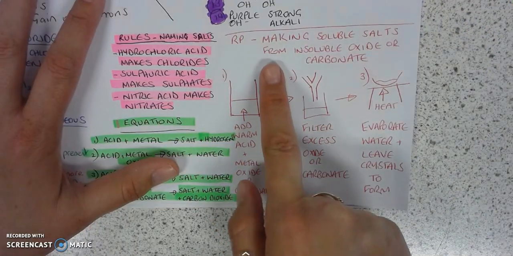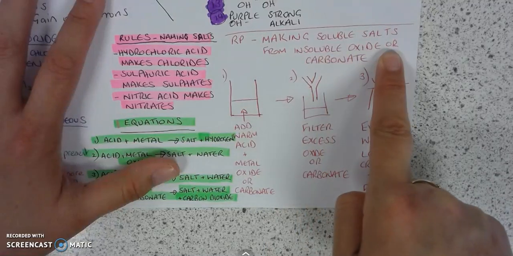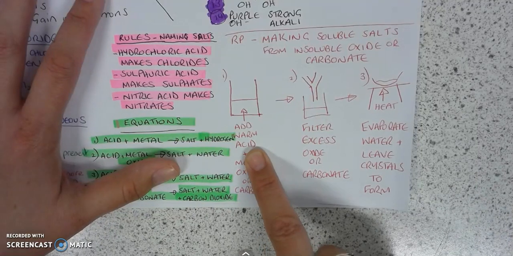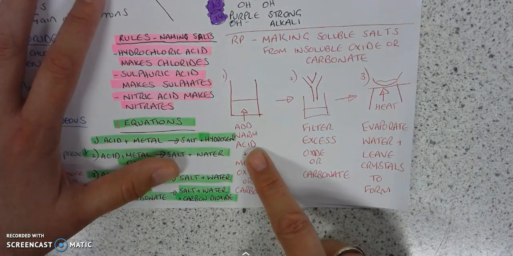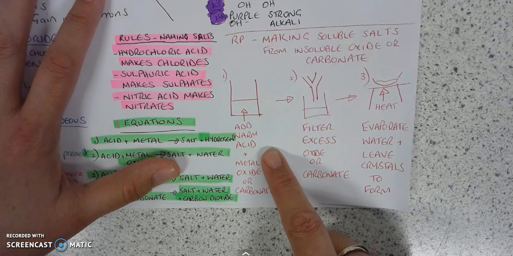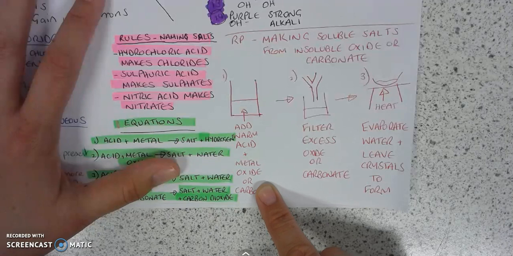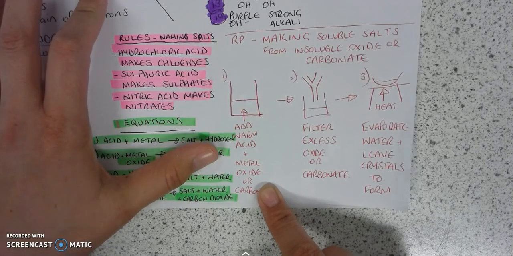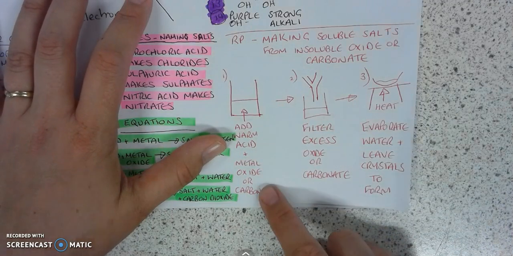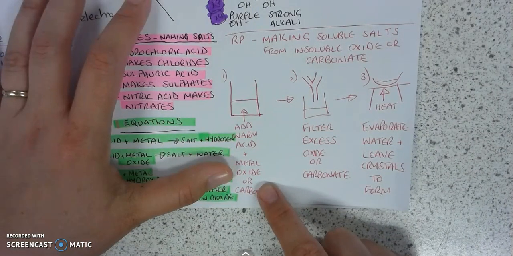So if I wanted to make a soluble salt from an insoluble oxide or carbonate, I take some acid. Now usually, if they ask you for a method, you should put quantities in. I usually say anything between 20 and 50 centimetres cubed is a decent quantity. So add 20 centimetres cubed of warm acid and then add some metal oxide. First of all, be very careful when you're heating up the acids, because they can produce dangerous gases. And when you add the oxide, you make sure you do it a small amount at a time, because otherwise it can bubble over.